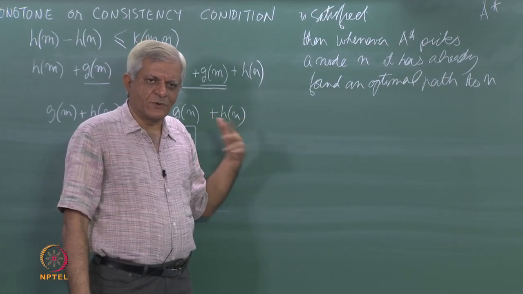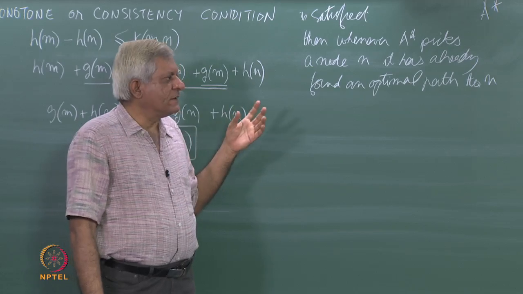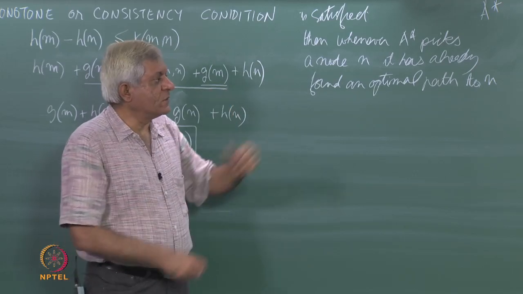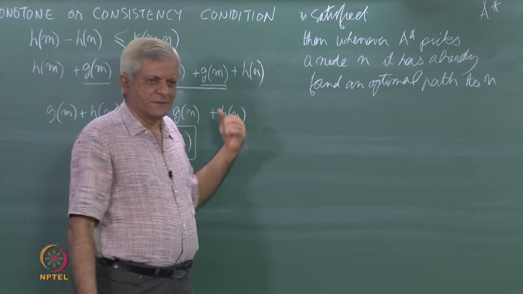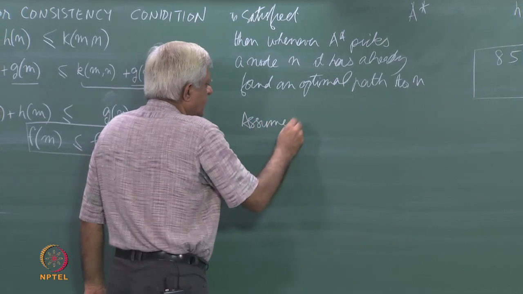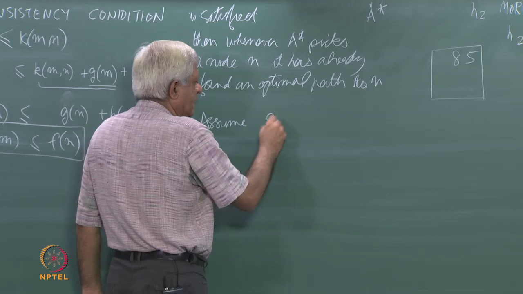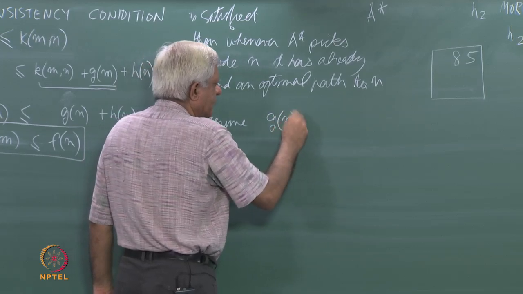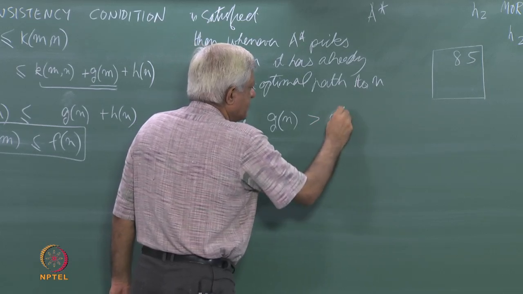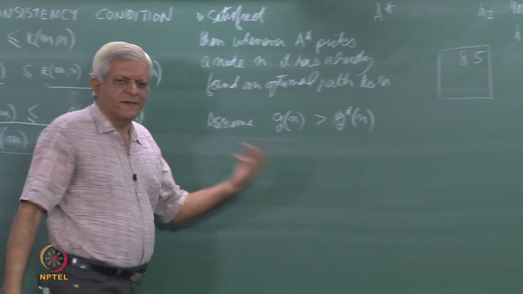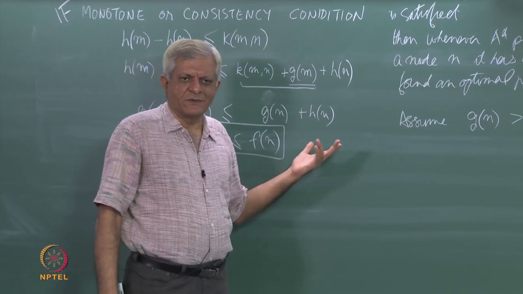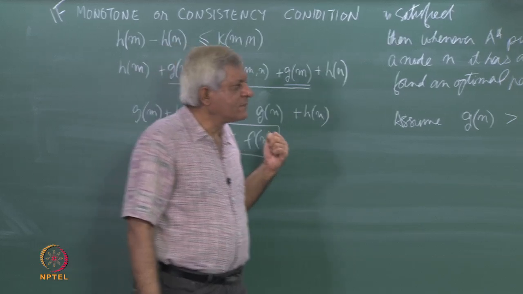So, we will do this proof by contradiction. We will assume that when it picks this node n, it has not found the optimal path. So, assume that g of n is greater than g star of n at the point where it is about to pick n essentially, and we will show that this leads to a contradiction.